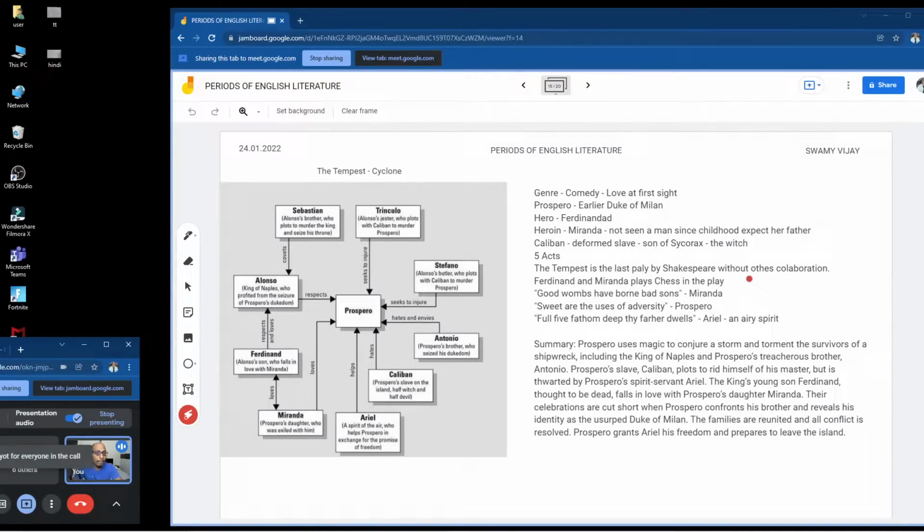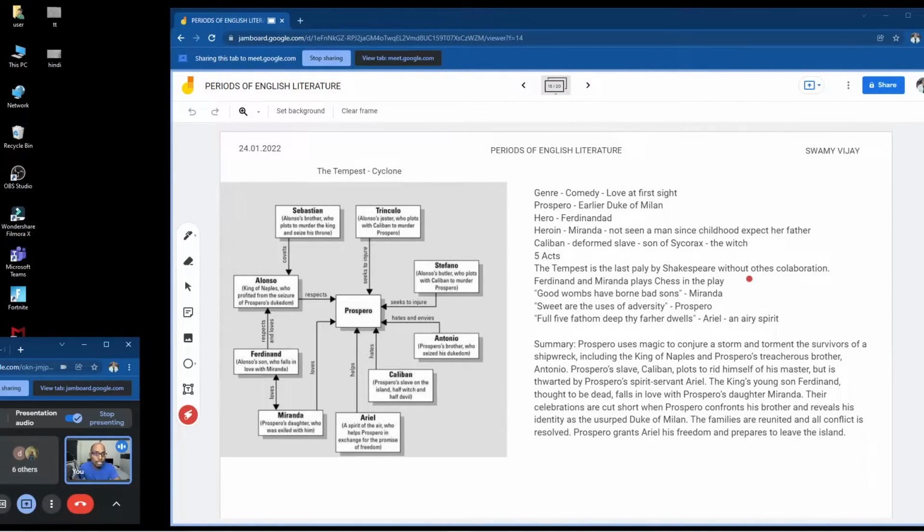So what is the summary? Prospero is the central character of the play The Tempest. What is Tempest? It is a cyclone. So he created a cyclone and made the ship wash ashore onto their island, and then he cast a spell and cast magic over them, and they didn't understand what had actually happened.